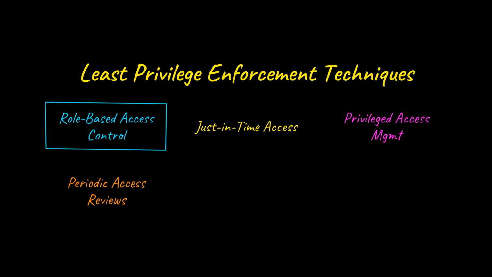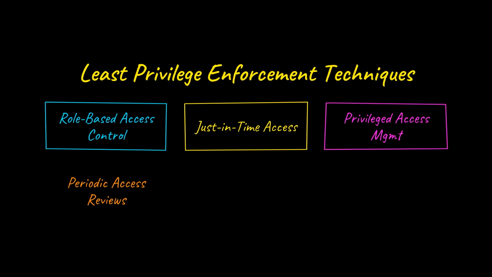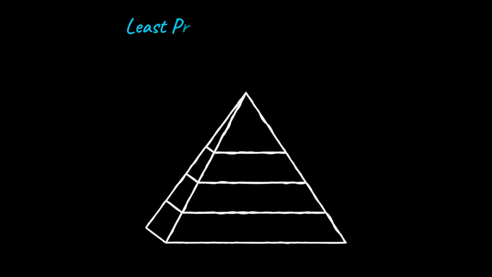Four mutually reinforcing mechanisms keep the permission footprint small. Role-based access control groups rights by job function. Just-in-time access grants elevation only for the window a task requires. Privileged access management vaults administrative credentials behind an approval workflow. Periodic access reviews confirm that held permissions are still needed.